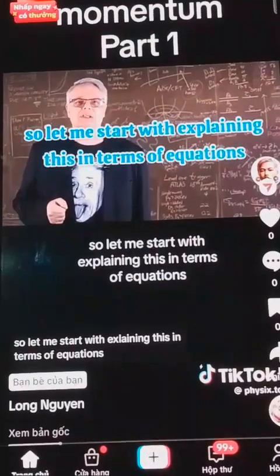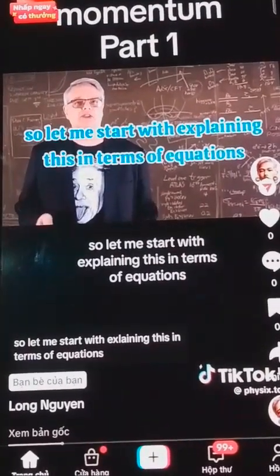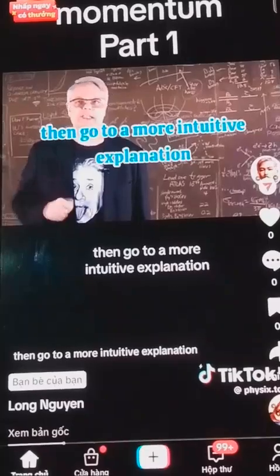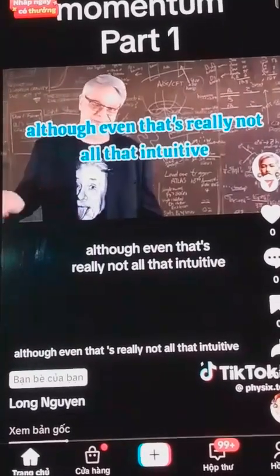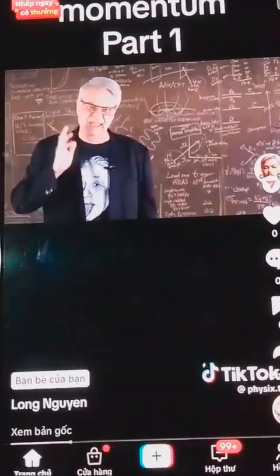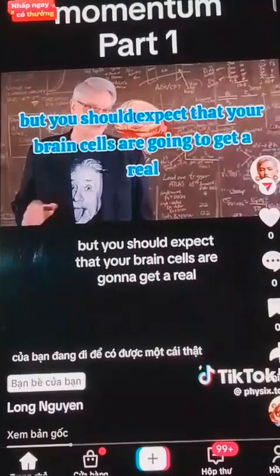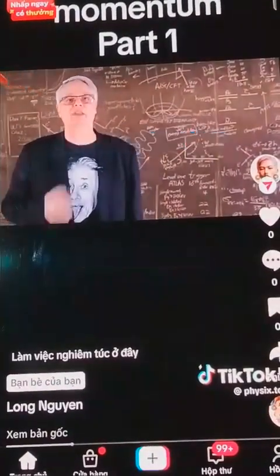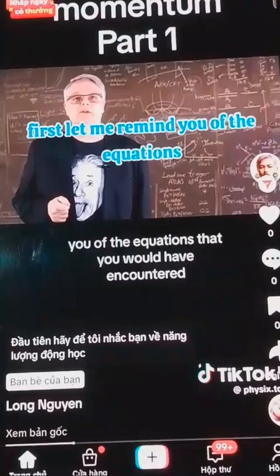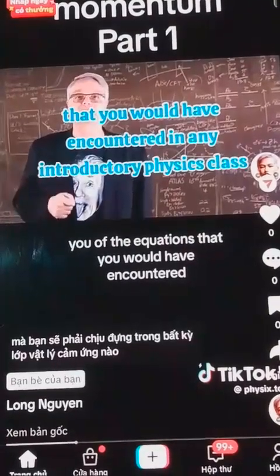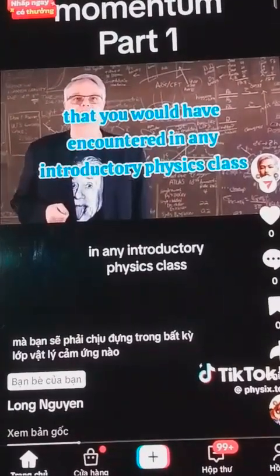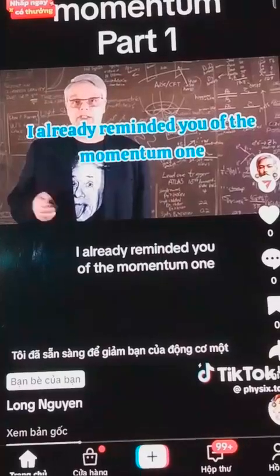So let me start with explaining this in terms of equations, then go to a more intuitive explanation, although even that's really not all that intuitive. It's going to be pretty cool, but you should expect that your brain cells are going to get a real serious workout here. First, let me remind you of the equations that you would have encountered in any introductory physics class. I already reminded you of the momentum one.